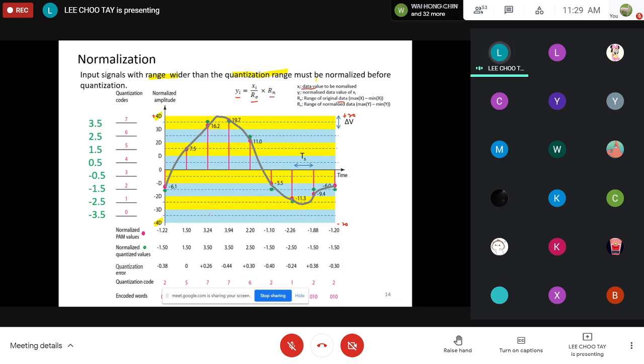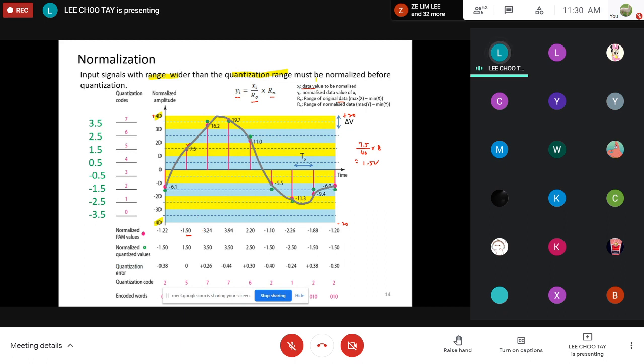So let's take one for example here. Let's say this pulse at 7.5 volts. If I were to normalize it, that will be 7.5 divided by my range, max to min, which is +20, -20, that gives me 40, right? Then I multiply by the range of +4, -4, which is 8, isn't it? So that will be 7.5 divided by 40 times 8, which gives me 1.5 volt. So that's how this 1.5 comes about.